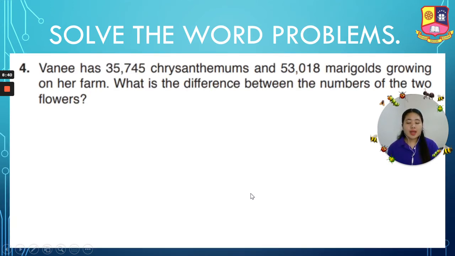Number 4, Vanny has 35,745 chrysanthemums and 53,018 marigolds growing on her farm. What is the difference between the numbers of the two flowers?